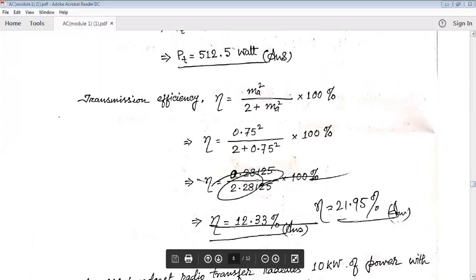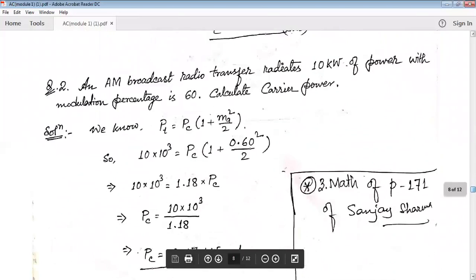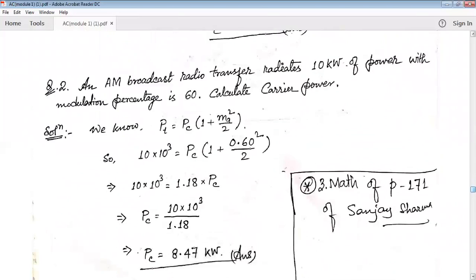I think it is not so difficult. And in the second numerical problem, the total power transmitted is 10 kilowatts, that is 10 into 10 to the power 3 watts, and modulation percentage is 60, so modulation index is 0.6. So we just need to calculate the carrier power. Just put the formula Pt equals Pc into 1 plus Ma square by 2, put the value of Ma and total power, and you will get the value of carrier power, that is 8.5 kilowatts.